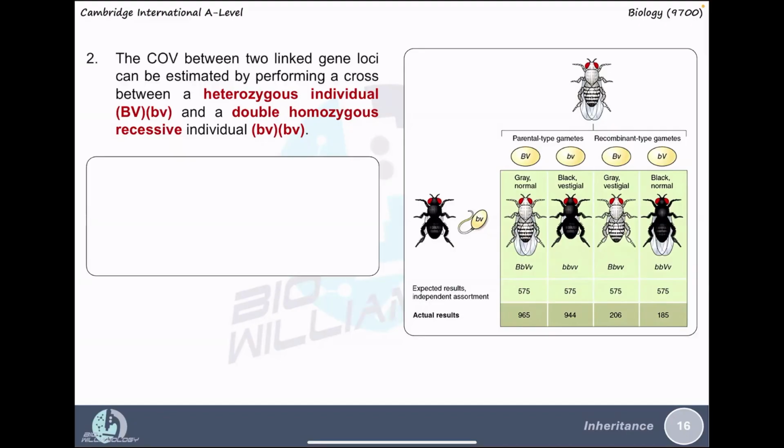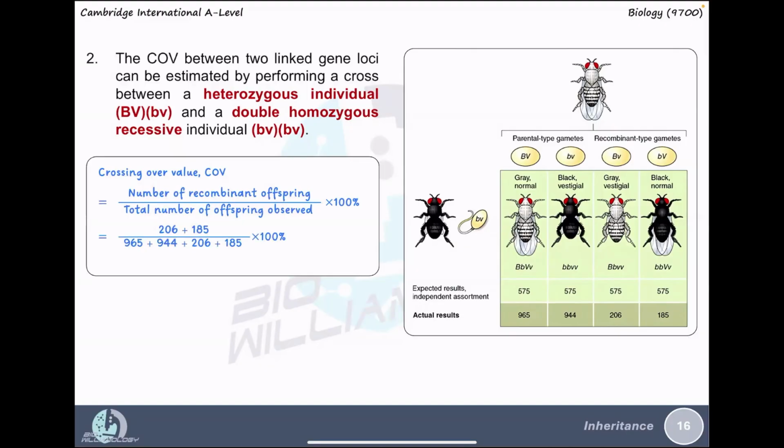So how can we calculate the crossing over value? We get the summation of recombinant type offspring, divided by the total number of offspring observed. So we can see that we have 206 plus 185 recombinant type offspring over the total of 965, 944 plus 206 plus 185, and we will be able to get 17%. So this is the crossing over value.